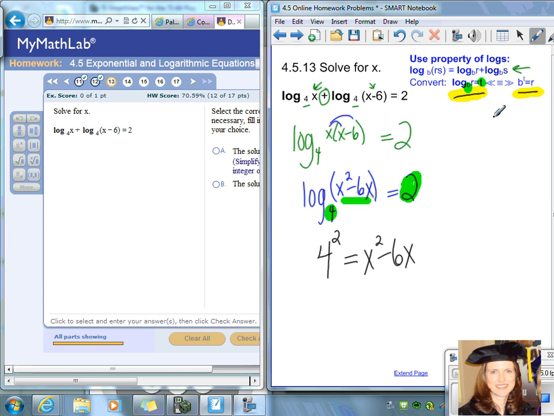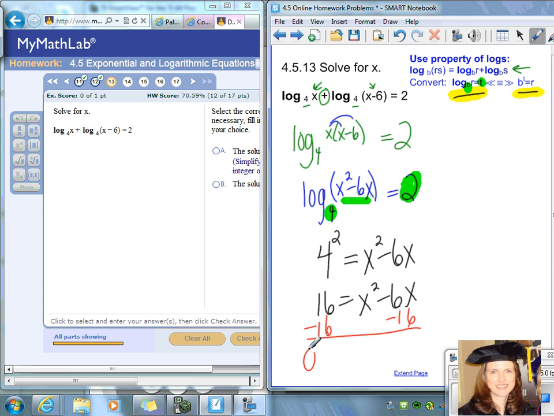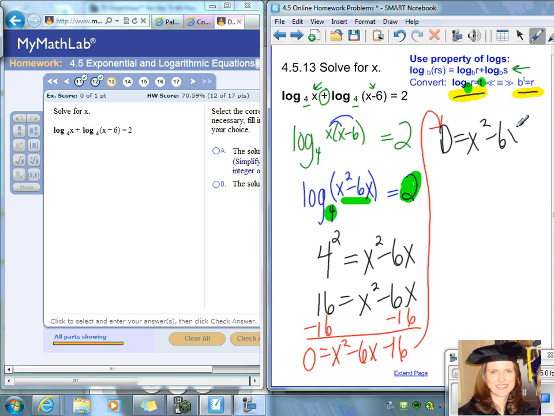Now we have this equation. It's a quadratic equation. We solve a quadratic by setting everything on one side equal to 0. We already know that 4 squared is 16, so 16 equals x squared minus 6x. I'm going to subtract 16 from both sides of the equation, and I get 0 equals x squared minus 6x minus 16. I'm going to bring that up here so that we can continue solving this equation.